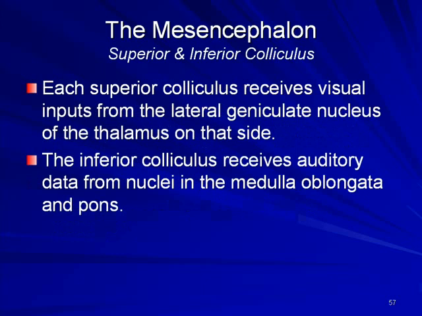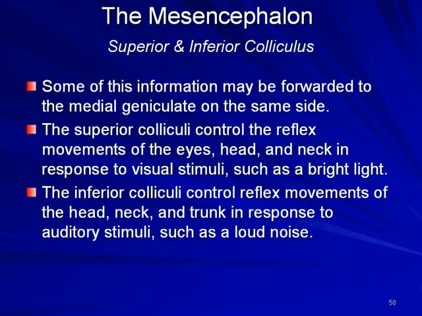Superior colliculus receives visual information from specific nuclei. The inferior colliculus also receives auditory data. Some of the information may be forwarded to the medial geniculate on the same side. And basically, what all these nuclei, even the colliculi, are referring to is just the integration of information that's being received through the system.